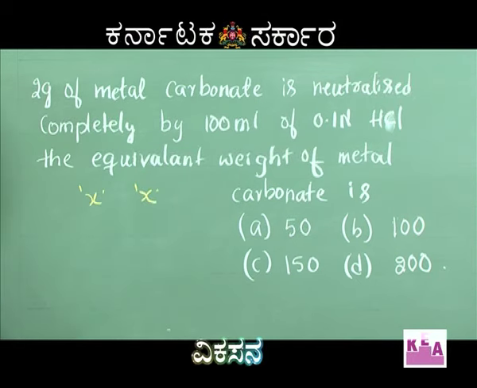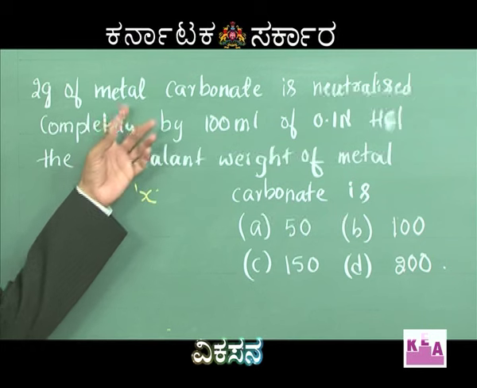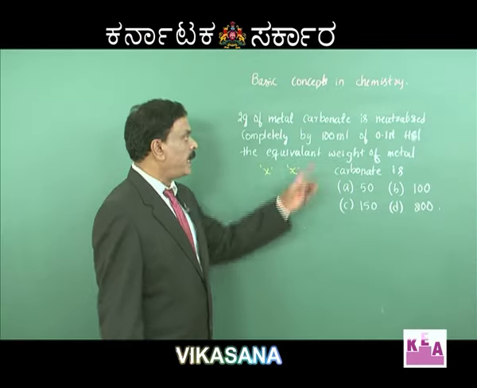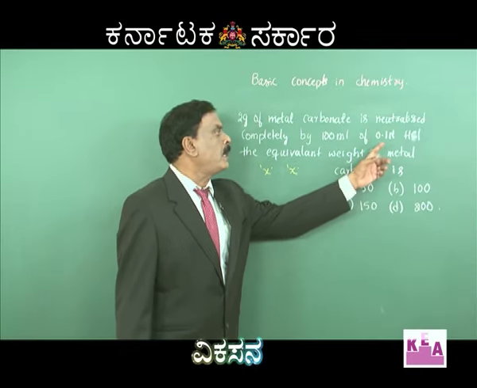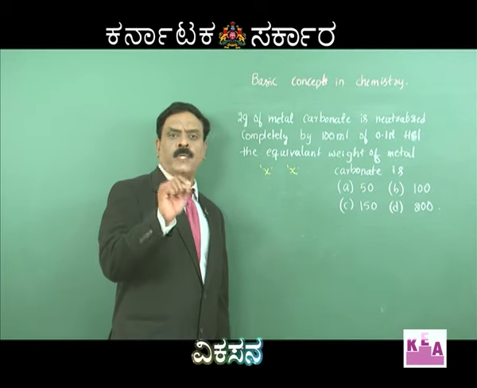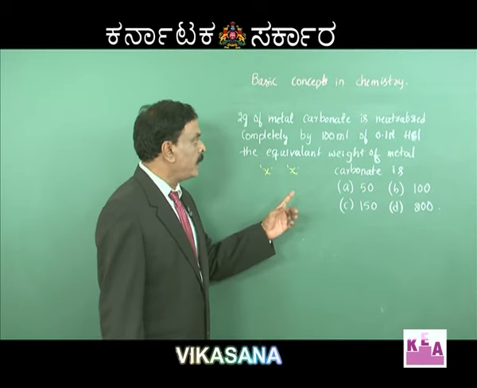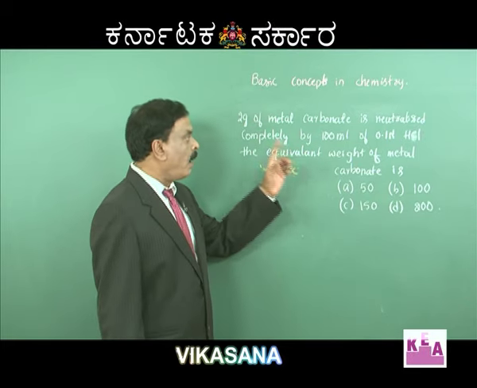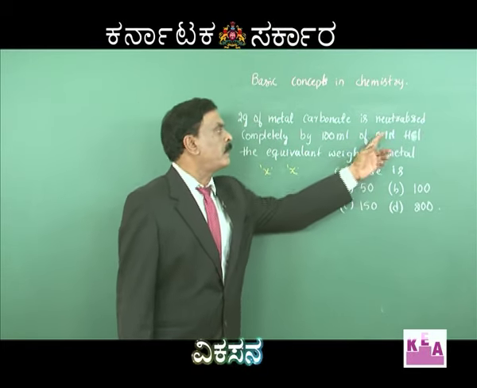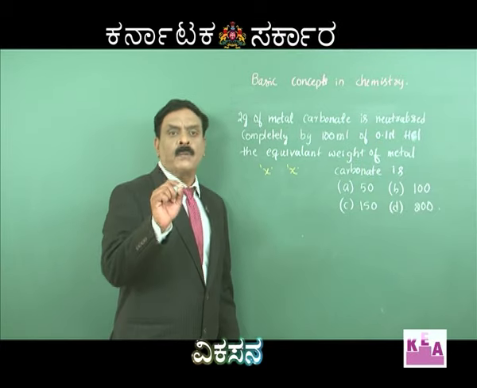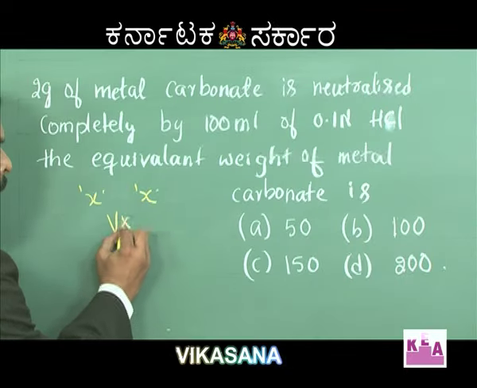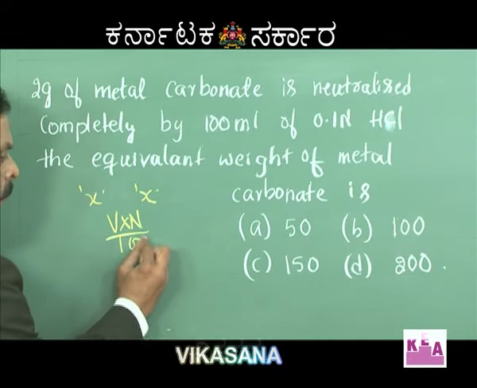In this question, the two substances involved are, one is metal carbonate and another is HCl. How much of HCl? It is 100 ml of 0.1 normal HCl. What we need to do here is to calculate the number of equivalents or equivalent masses of HCl in 100 ml of 0.1 normal HCl. And the formula to calculate the number of equivalent masses is V into N divided by 1000.